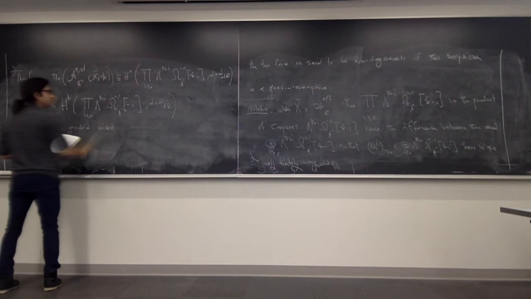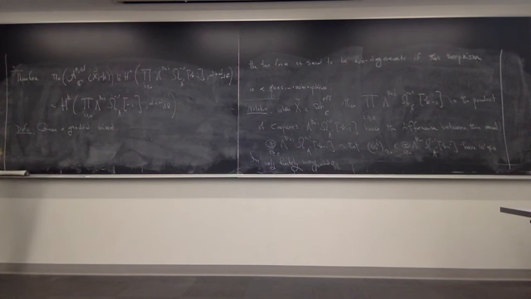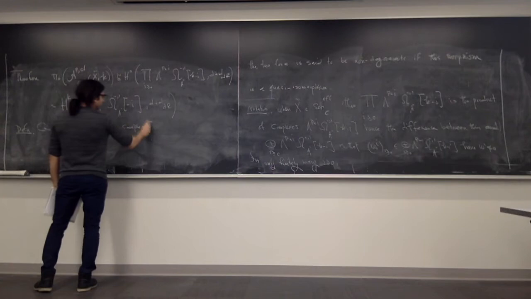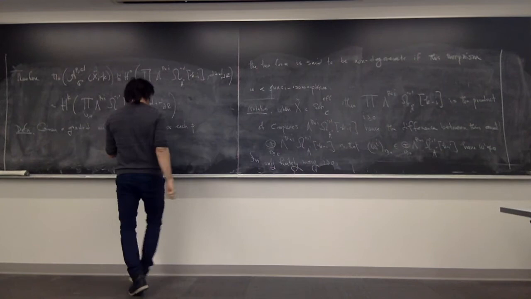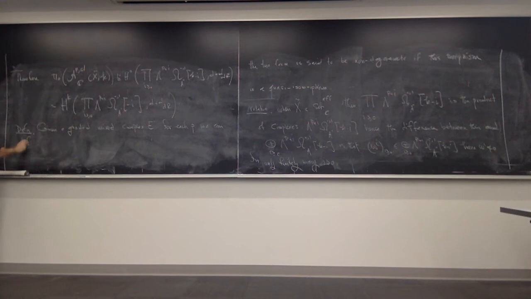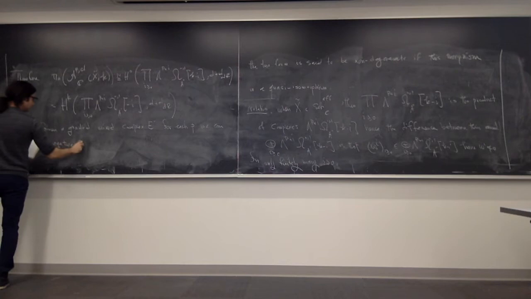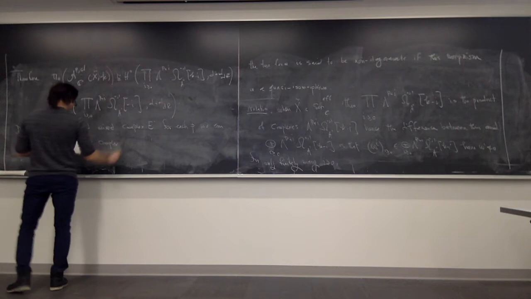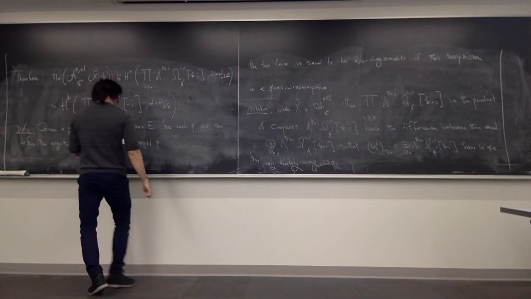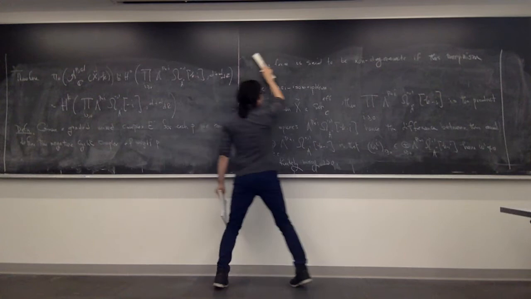mixed complex means that, similar to this thing, we have two differentials and they are communicating with each other. So given a mixed complex E dot, for instance, for each p, we can define the negative cyclic complex of weight p, which is basically, by definition, given the following way. It's a complex, and its homology and cohomology are basically the negative cyclic homology or cohomology.